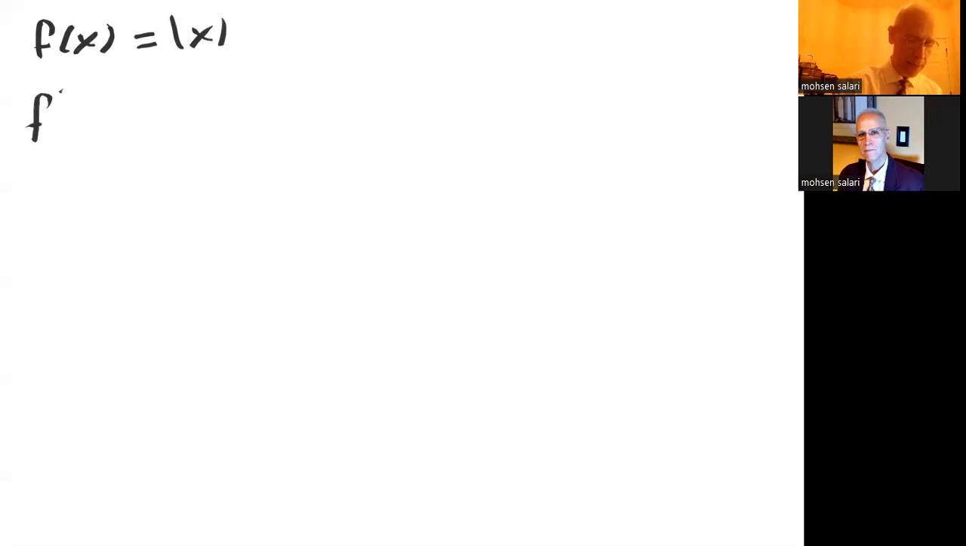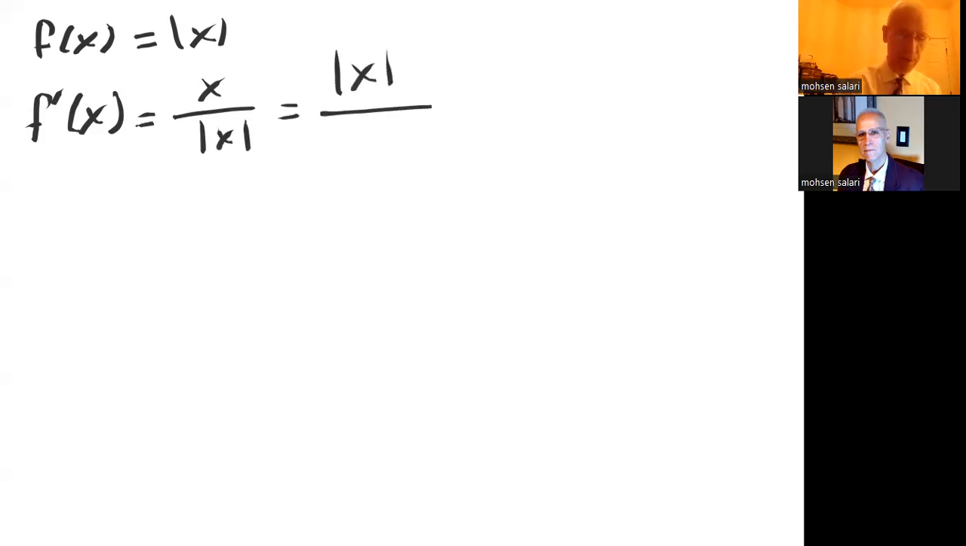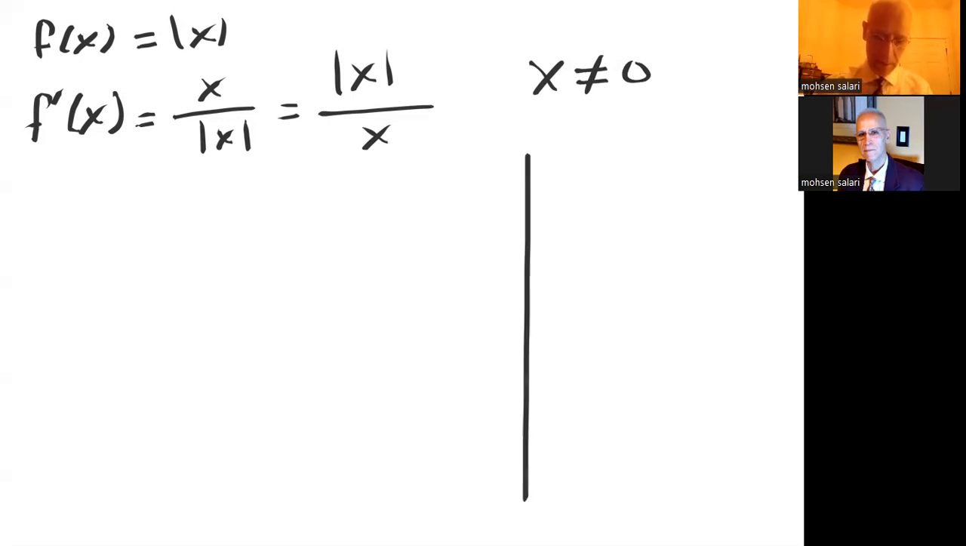So let me go ahead and actually show you that. So far we said that if f of x equals absolute value of x, then f prime of x equals x over absolute value of x, which is the same as absolute value of x over x. And we said that x cannot be 0. So let's look at the graph of absolute value of x, which is something like this.